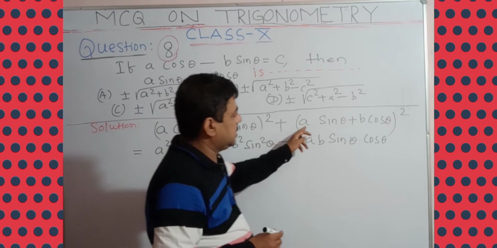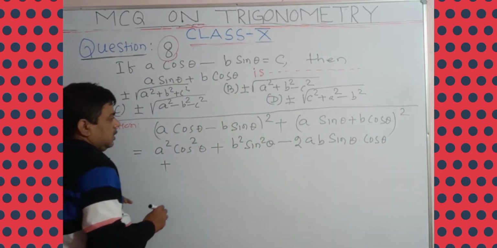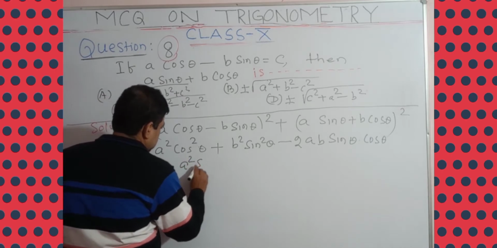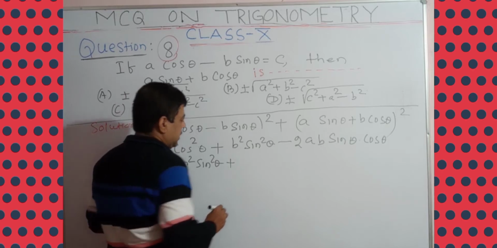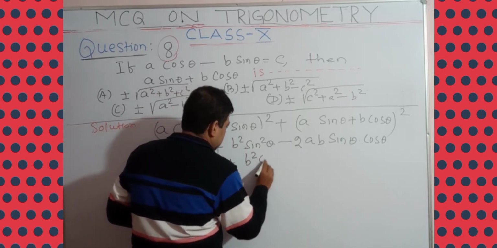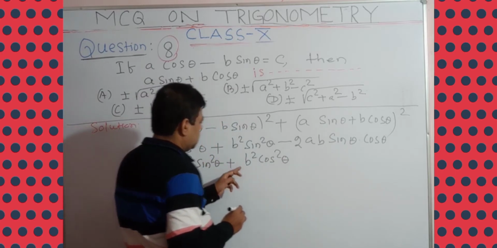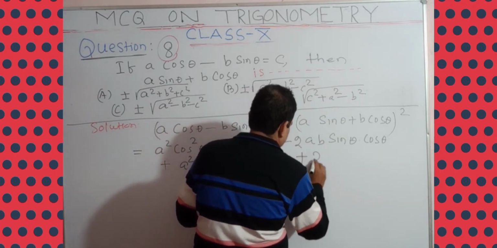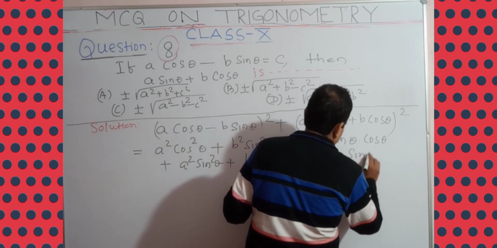Similarly, you see a sin theta plus b cos theta, the plus sign gives a square sin square theta, the square of the first term, and the square of the second term, which is b square cos square theta. So a square plus b square plus 2ab sin theta into cos theta. Yes or no?